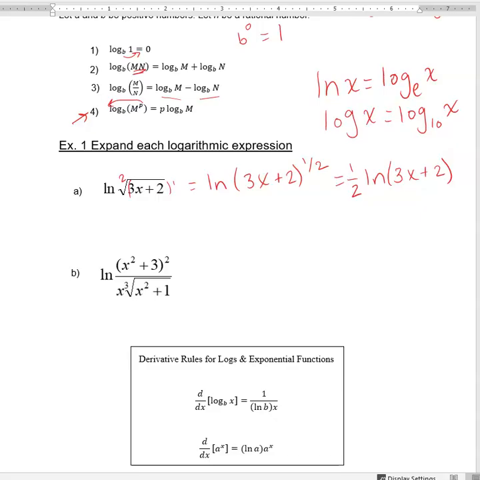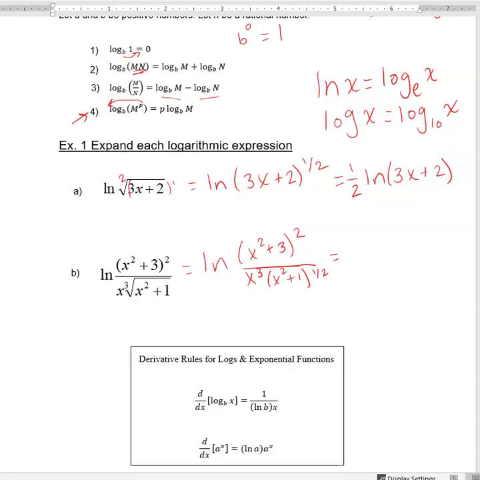Letter B, same thing. We want to expand this logarithm. And the first thing I hope you notice is there is a radical. So let's take care of that. That would be the natural log of x squared plus 3 to the second over x to the third, and then a square root again, so that becomes x squared plus 1 to the 1/2 power.